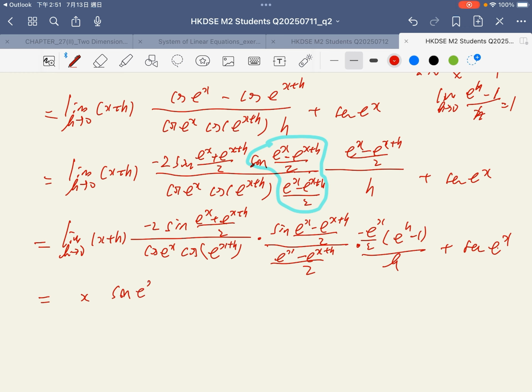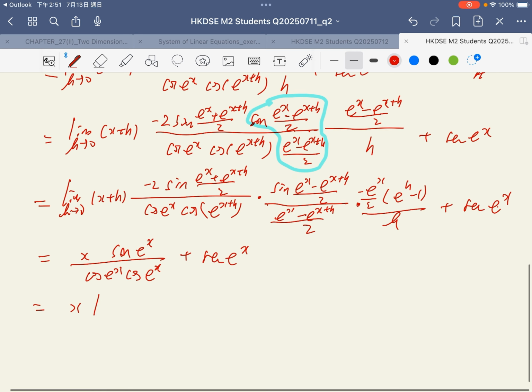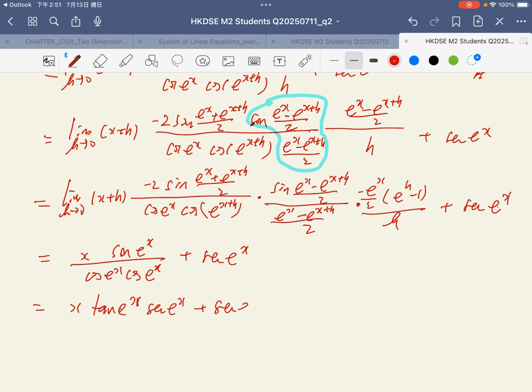sine e^x over cosine e^x cosine e^x. Take the limit, h equal to 0. Then it means there is x sine e^x over cosine squared e^x, plus secant e^x. Finally, we got our answer: x times tangent e^x times secant e^x plus secant e^x.